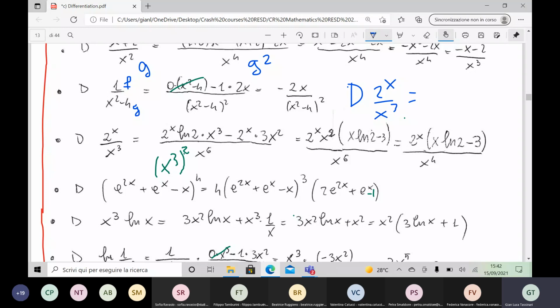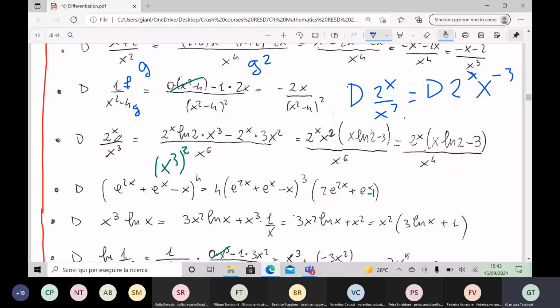Alternatively, I could have computed this as 2^x times, putting x in the numerator with the exponent, x to the minus 3. So you have two choices. You can either compute the derivative of a ratio like this, or transform this ratio into a product by multiplying 2^x by x to the minus 3. And in this case, you can apply the rule of the product. Here, however, I applied the ratio rule.